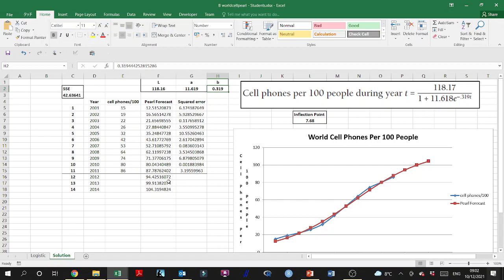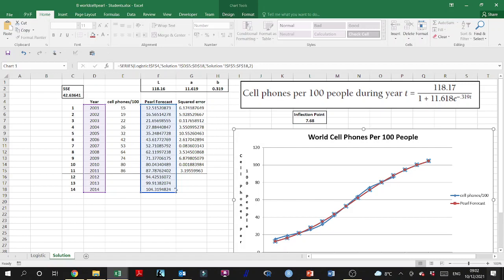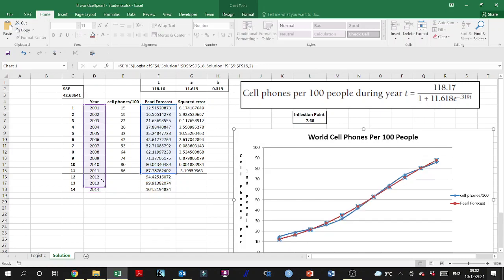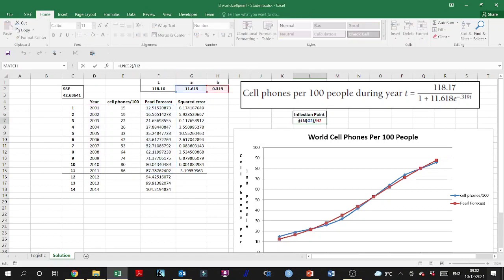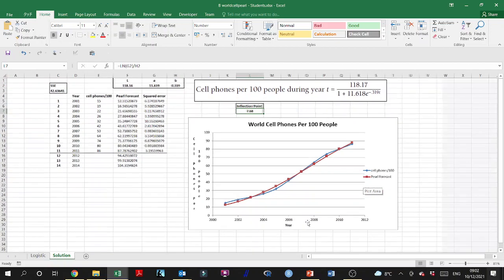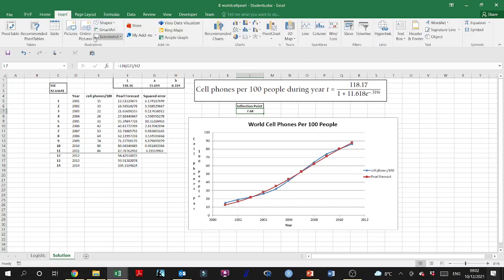Now, I would like you to see here that I did something fun. This is the end of the question, right? But the inflection point is the natural logarithm of a over b. So this is exactly the inflection point, which is 7.68. It is somewhere around year 7. 1, 2, 3, 4, 5, 6, 7. At year 7.6. So the inflection point is somewhere here in the middle. So this will be here the inflection point.